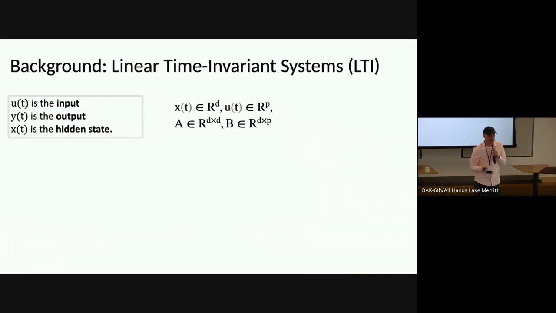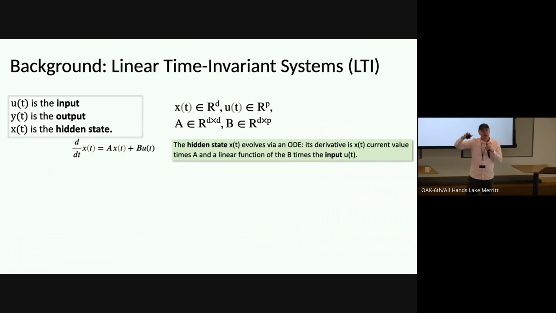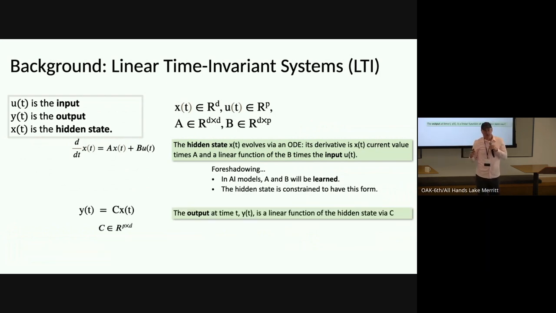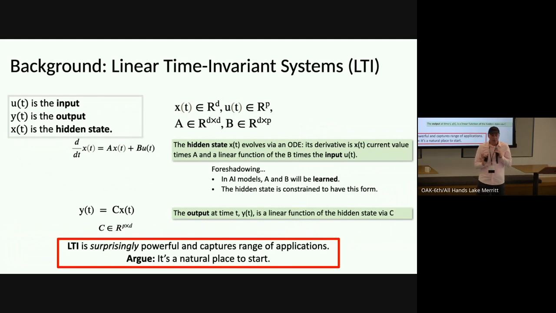Okay, so here's what an LTI system is. The U conventionally is the input, so think about it as the input signal. These are all, imagine them as 1D signals. Think P here is equal to 1. The X is the hidden state, and the Y is the output. And what the LTI system says is that the hidden state evolves according to two matrices, A and B. Now, machine learning people, we're going to learn the A and B. Basically, it's going to say that how the hidden state changes is proportional to the last state and some function of the input. That's all it's saying. So it's really simple, and those maps are linear. They literally are matrices. And then the output is just a linear projection. Okay? So it's a surprisingly powerful thing.